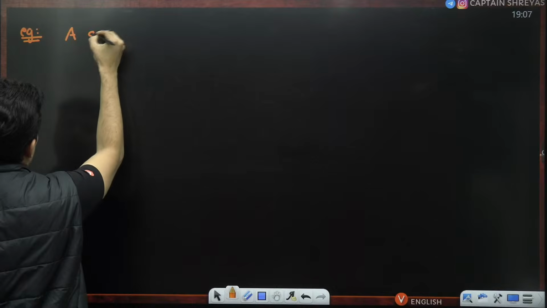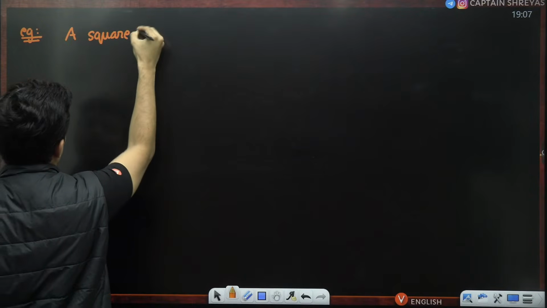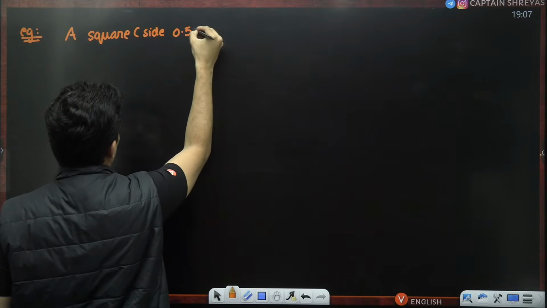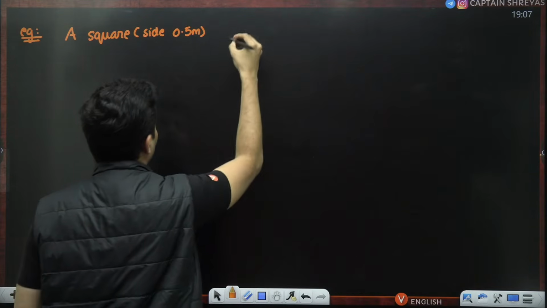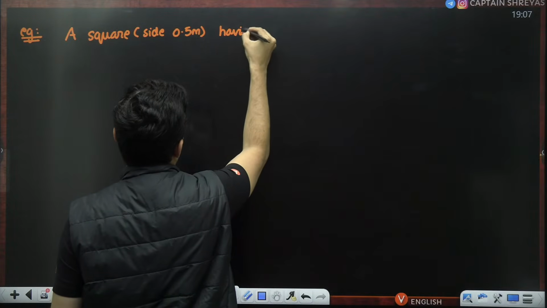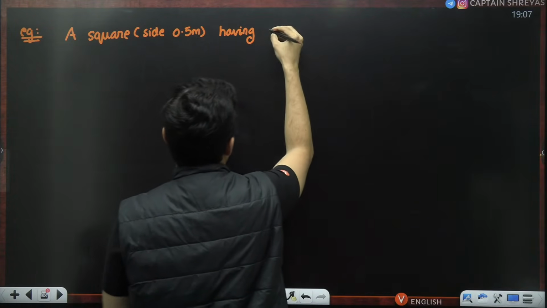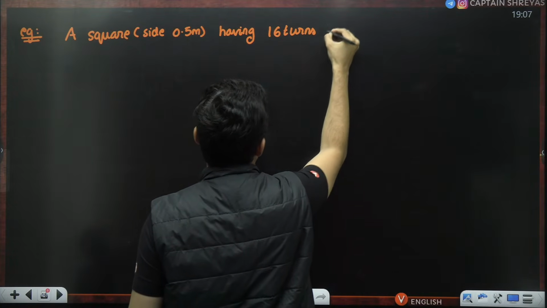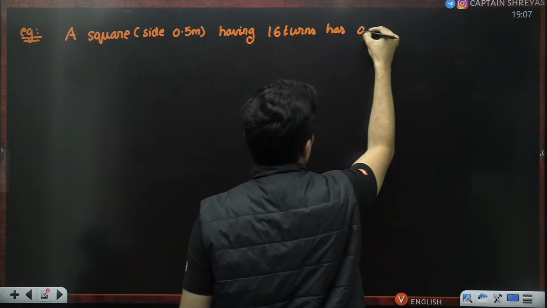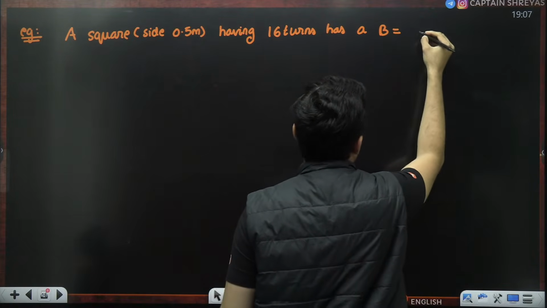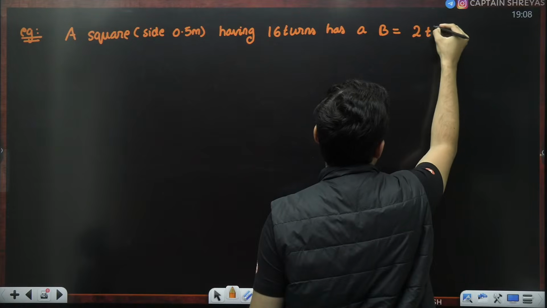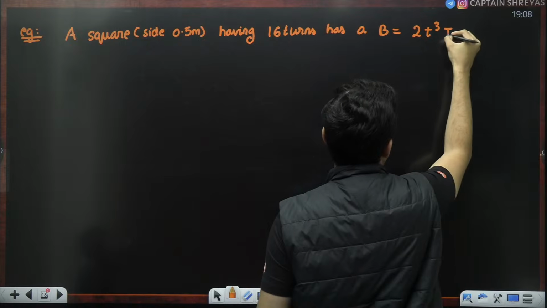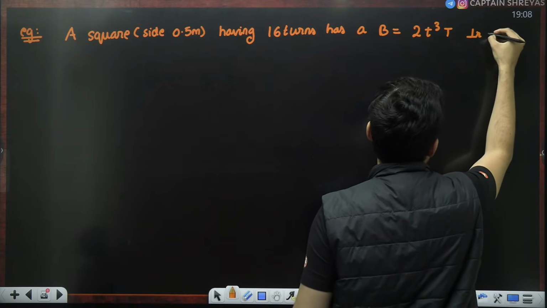A square whose side is basically 0.5 meter, having, let's say, 16 turns, has a magnetic field given by 2t square or 2t cube Tesla perpendicular to the coil.